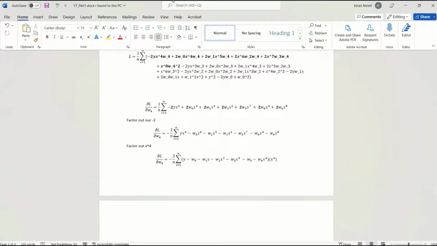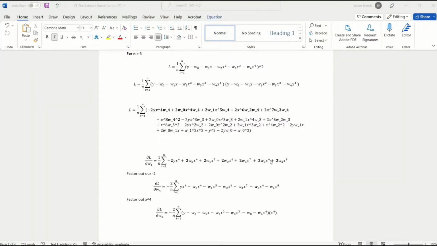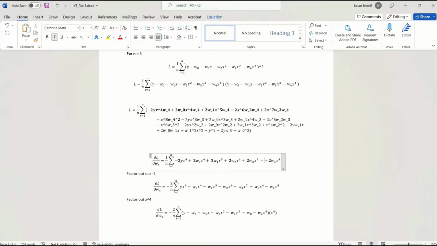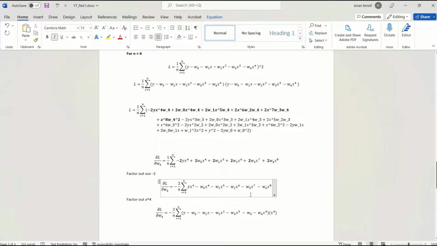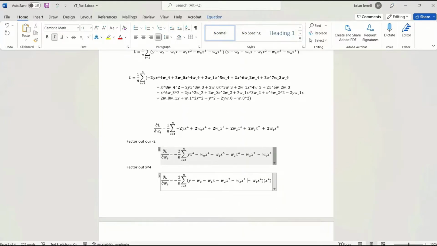I might pause the video again just to make sure. Okay, I have no idea where this came from. So if we take that out, I don't even see that in there. So take that out, and then take it out of here. This is our error, right? We have y minus weight 0 minus weight 1 times x minus weight 2 times x squared. This is our error, right? And then we have that x to the power of 4 right here.